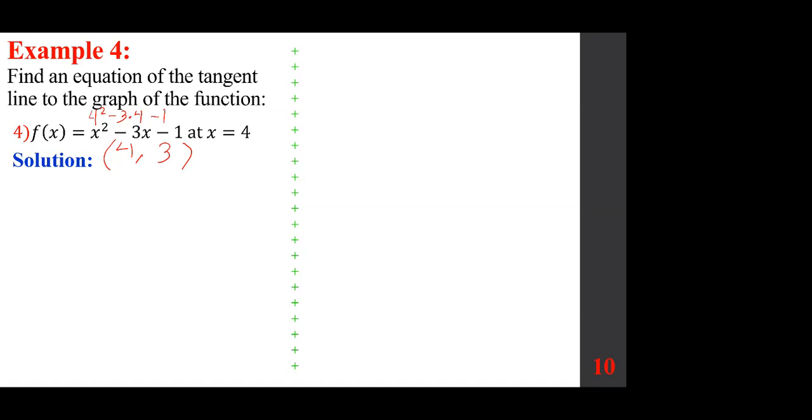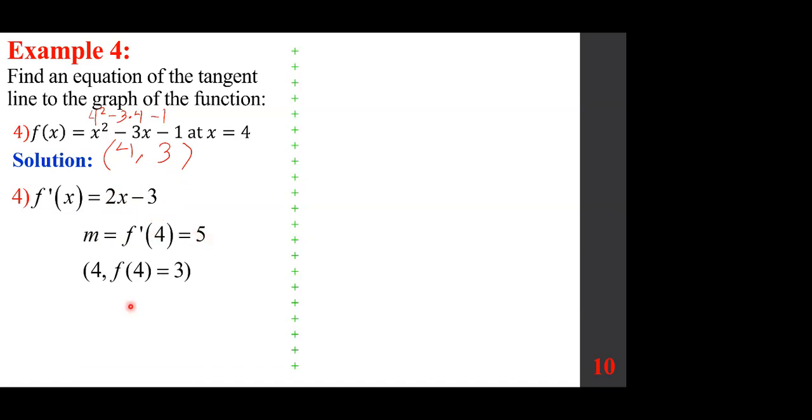The next thing, we need to find the slope. In order to find the slope, we need to find f prime. F prime is an easy case. This is 2x minus 3. And now this is not the derivative. This is not the slope. This is the derivative function. What is the slope of a tangent line? Plug in 4. 2 times 4, 8 minus 3 equals 5. So that is your slope.